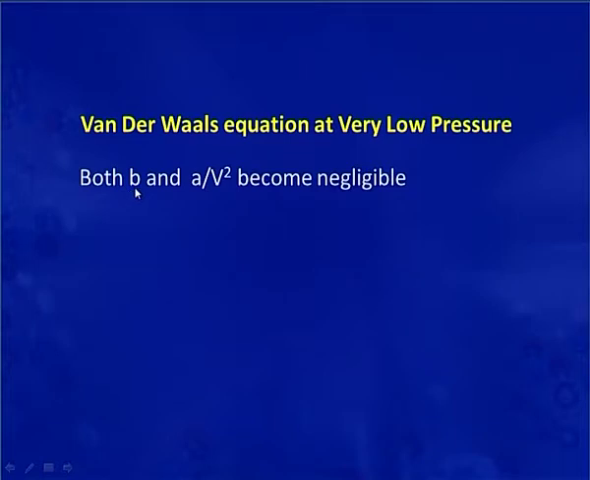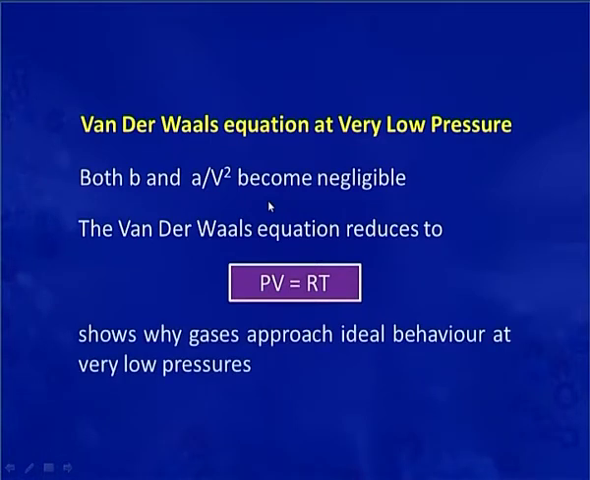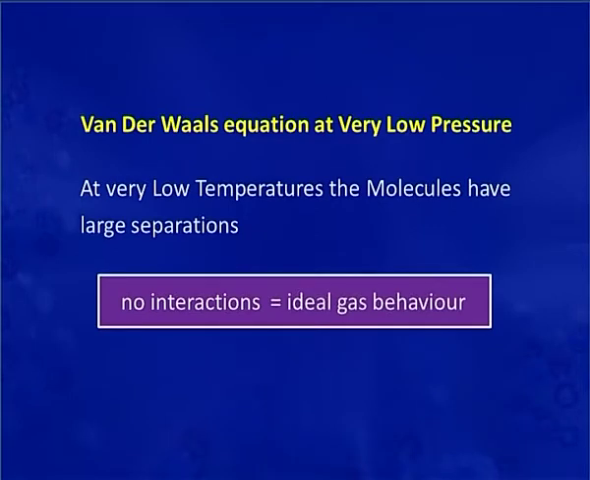The third condition is the van der Waals equation at very low pressure. Let us check when the pressure is very low. In that case, both factors B and A by V squared become negligible. So, the equation reduces to PV equals RT. It shows that at this point gases show ideal behavior. At very low pressures, the molecules have large separation. So, no interaction, it means they will show ideal gas character here.